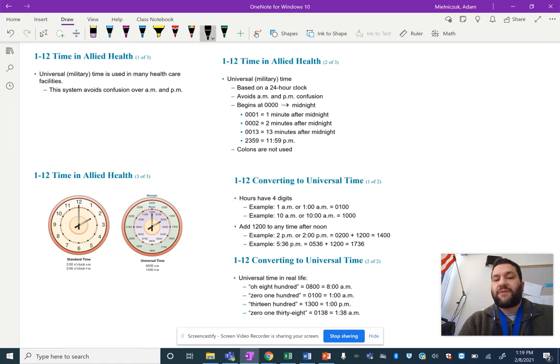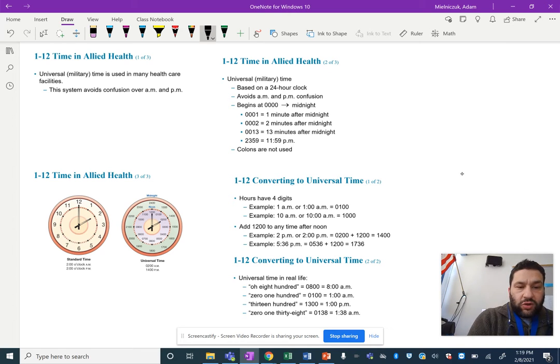And then each minute after midnight, you count up. So, 0001 would be 1 minute after midnight. 0002 would be 2 minutes after midnight. 0013 would be 13 minutes after midnight. 2359 would be 11:59 PM, because that is the time right before we'd get back to a whole another day, which would be 2400. Colons are not used.